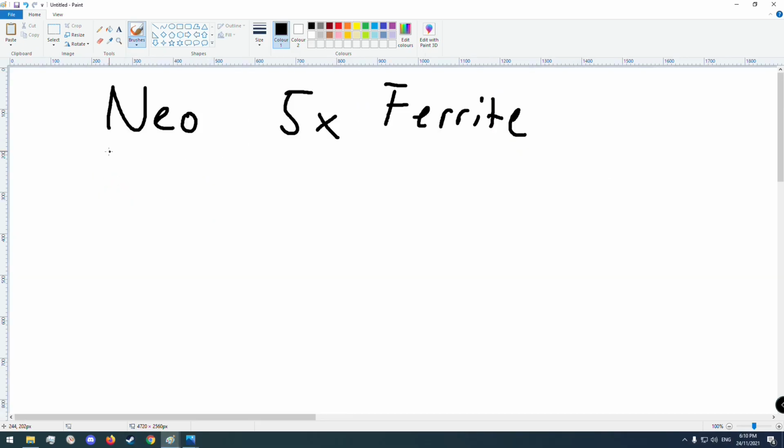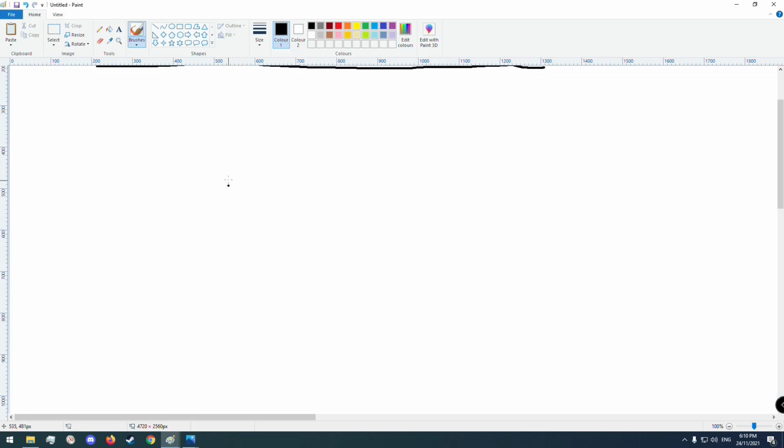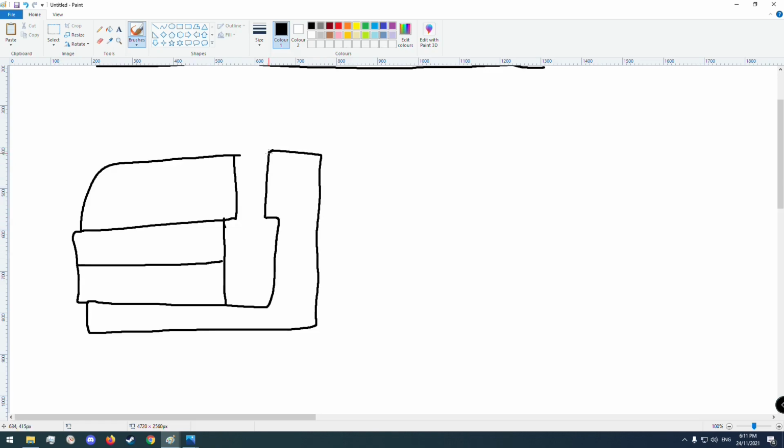So neodymium magnets are about 5 times the strength of ferrite magnets. Well, now what? What does that actually do? There's a few really interesting things you can do with neodymium magnets that you can't really do with ferrite magnets. The first one is just a quick cross section of a standard magnet. It looks something like this.